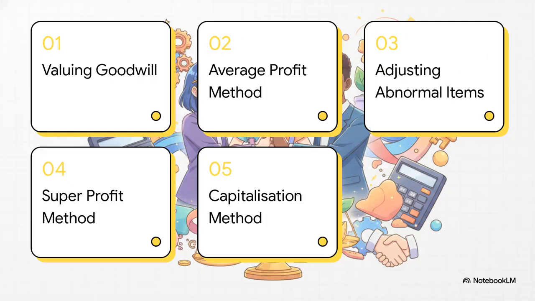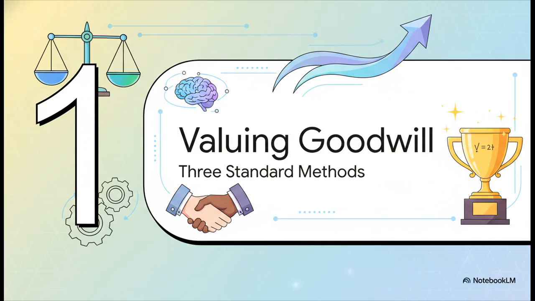Here is our quick roadmap for today. First, valuing business goodwill. Then, the average profit method. Next, adjusting abnormal items. After that, the super profit method. And finally, the capitalization method. Kicking things off with Section 1, valuing business goodwill, and the 3 standardized methods.